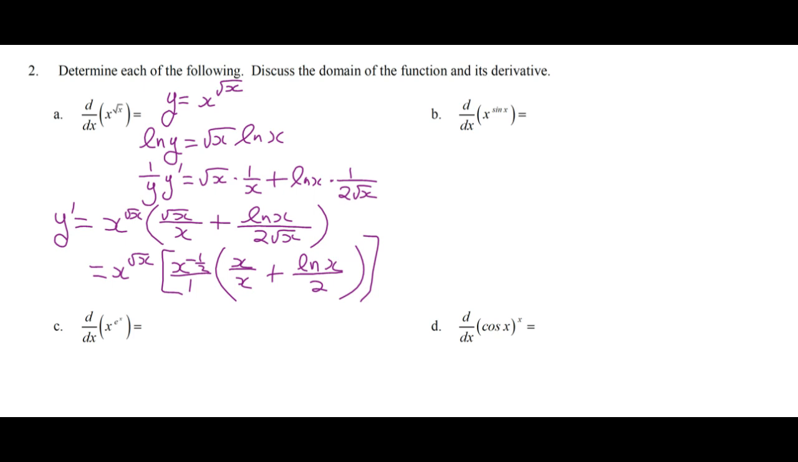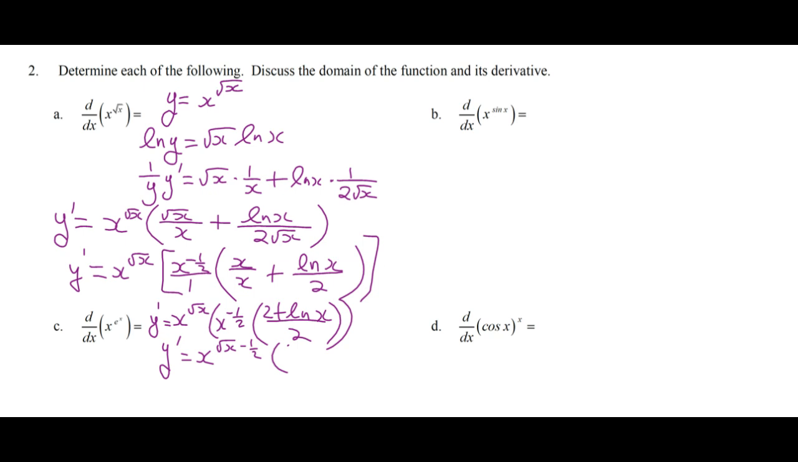Now x over x, there's no room. x over x is 1. So I've got x root x, and I've got my x to the negative 1/2. That's a 1, so it'll be 2 over 2. So I'm going to get 2 plus ln x over 2. And then I can combine those two. I've got powers with the same base, x root x and x to the negative 1/2. So that's x to the root x minus 1/2. That's just multiplying powers with the same base, so I'm going to add the exponents. And 2 plus ln x over 2.